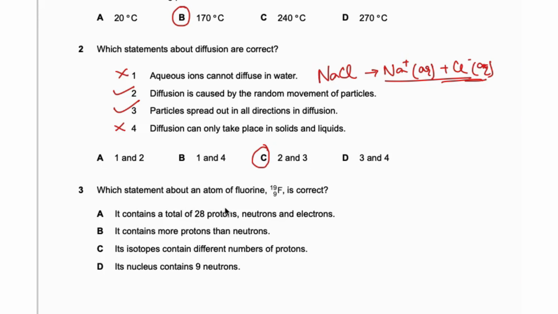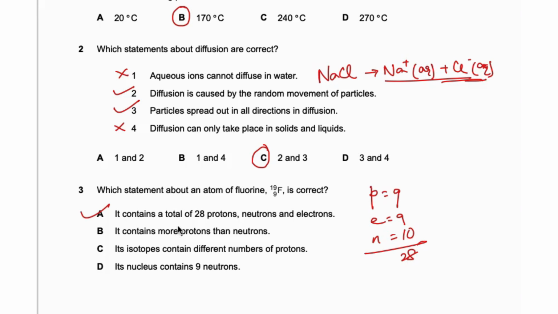Question 3: Which statement about an atom of fluorine, 9 F 19, is correct? It contains a total of 28 protons, neutrons and electrons. The number of protons is 9. If it is an atom, the number of electrons is also 9. The number of neutrons is 10. Total is 28. So this is right.